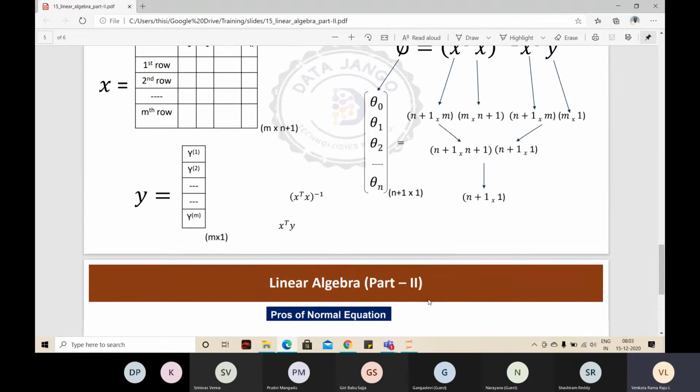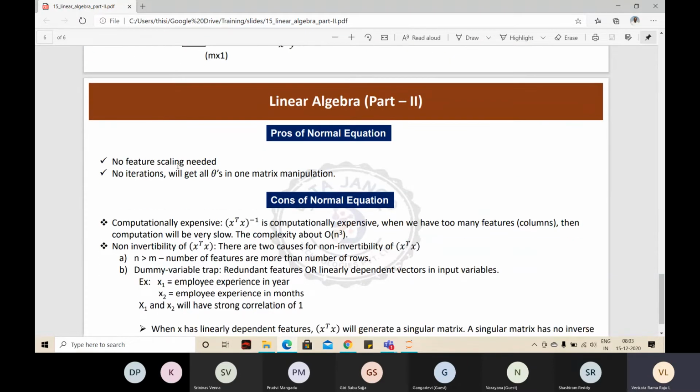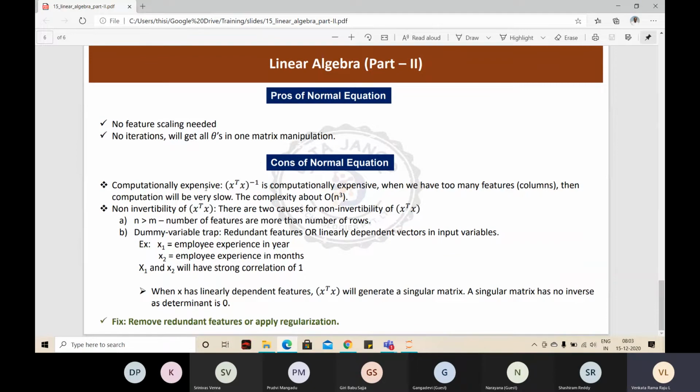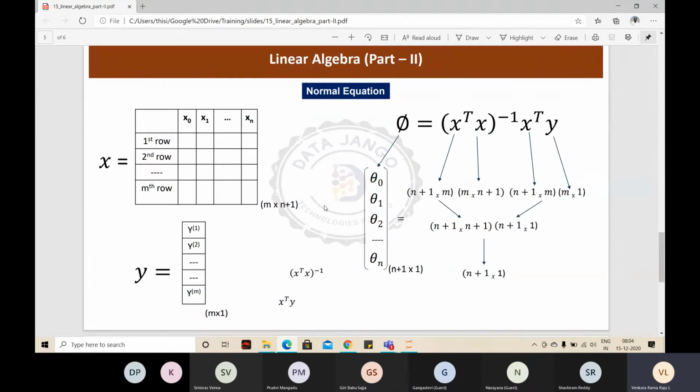On a small data set it works well, but on big data it will not work well. The cons: x transpose x whole inverse is computationally expensive. When we have too many features or columns, computation will be very slow. And one more problem with the normal equation is, if you have 10 rows and 20 columns, the algorithm will not work.